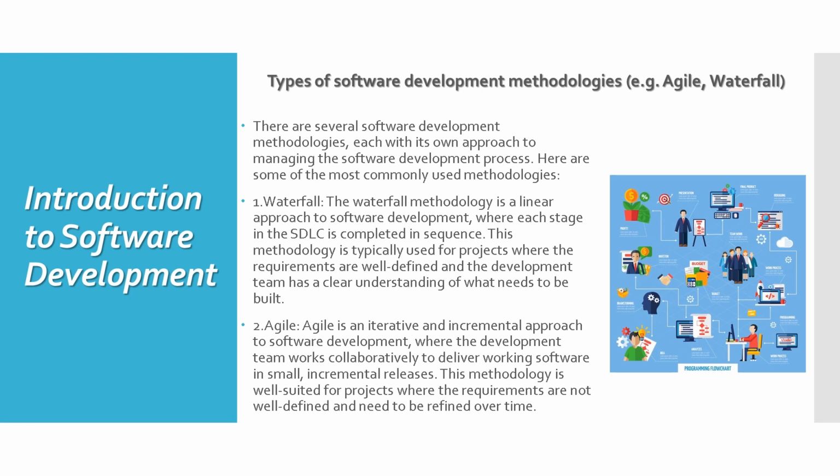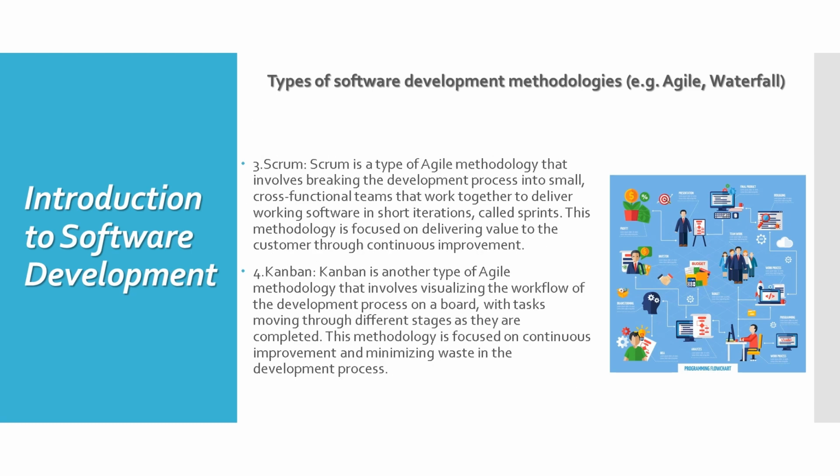2. Agile. Agile is an iterative and incremental approach to software development, where the development team works collaboratively to deliver working software in small, incremental releases. This methodology is well suited for projects where the requirements are not well defined and need to be refined over time. 3. Scrum. Scrum is a type of Agile methodology that involves breaking the development process into small, cross-functional teams that work together to deliver working software in short iterations, called sprints. This methodology is focused on delivering value to the customer through continuous improvement.